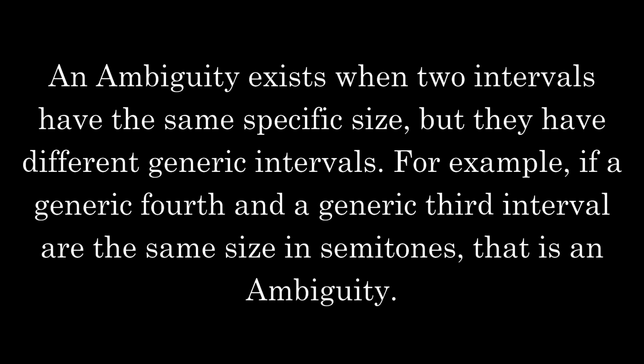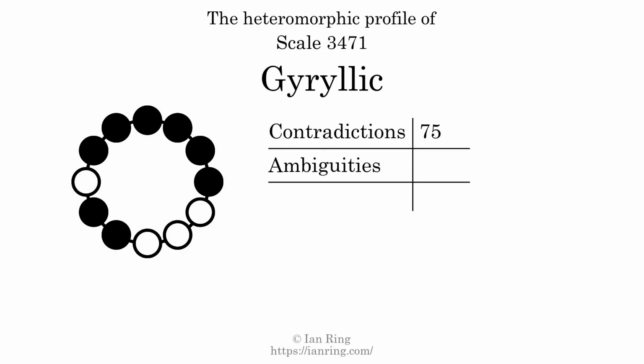An ambiguity exists when 2 intervals have the same specific size, but they have different generic intervals. For example, if a generic fourth and a generic third interval are the same size in semitones, that is an ambiguity. The number of ambiguities in this scale is 56.